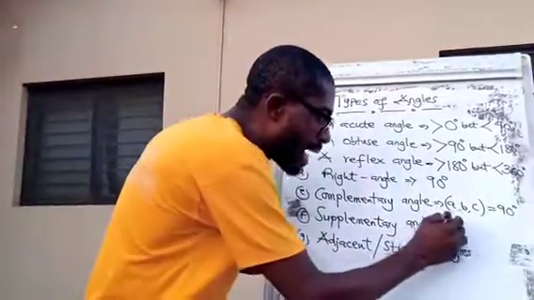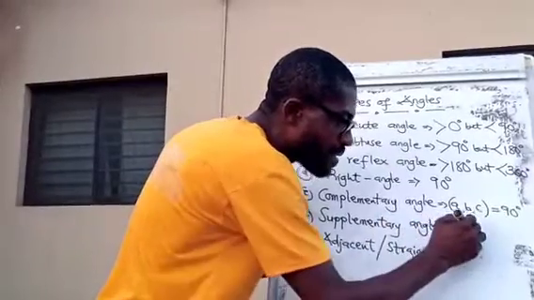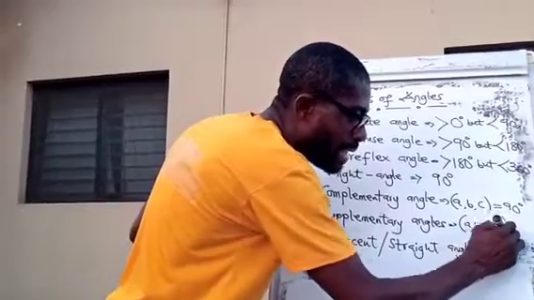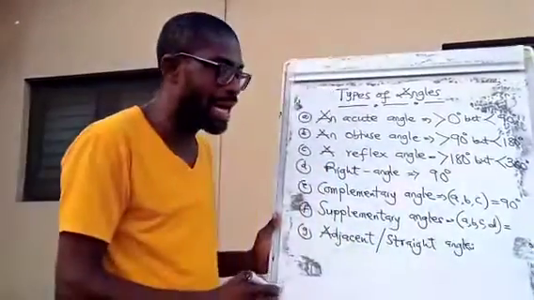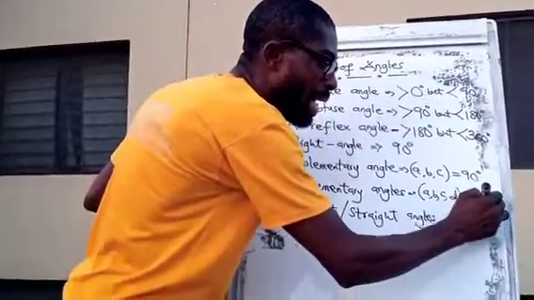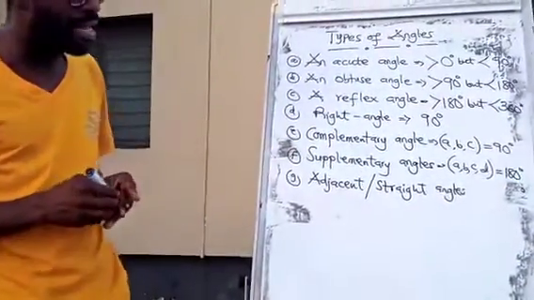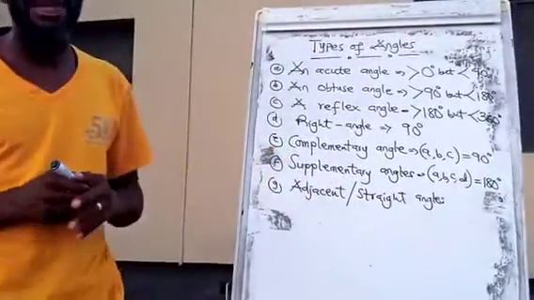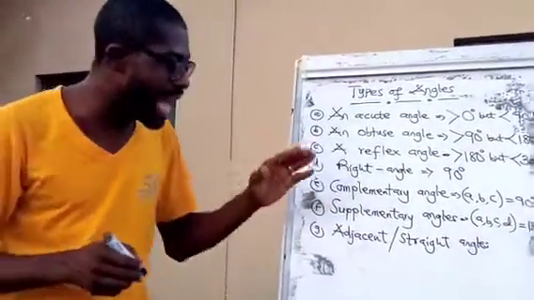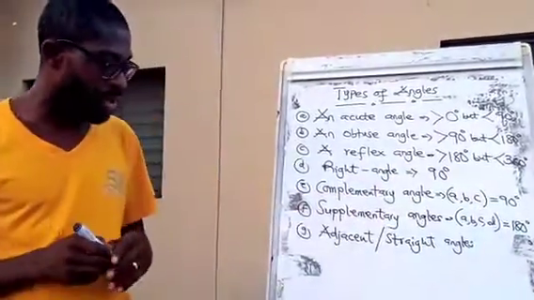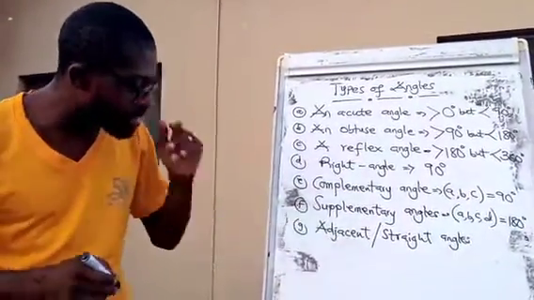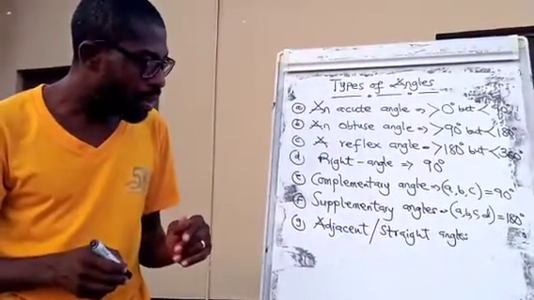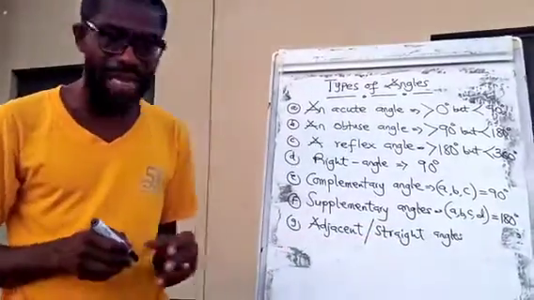So for supplementary angles, as an example, we can say angle A, angle B, angle C, angle D. When we put all these together, it should give us 180 degrees. Then we are saying that these four angles here are known as supplementary angles because they are adding up to 180 degrees. Then we look at the last type of angle that we have, which is the adjacent angle, or what is known as the straight angle.